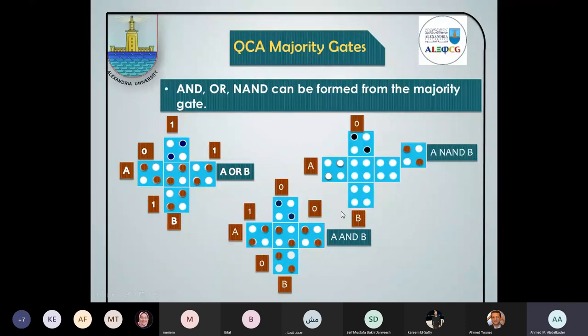The NAND gate can be presented using the majority gate followed by the NOT gate. This NOT gate will force the two free electrons to become in the left corner due to the Coulomb interaction. In the right corner, there is a Coulomb interaction between this cell and the cell beside it. So the two free electrons become on the left corner and get the output 0.